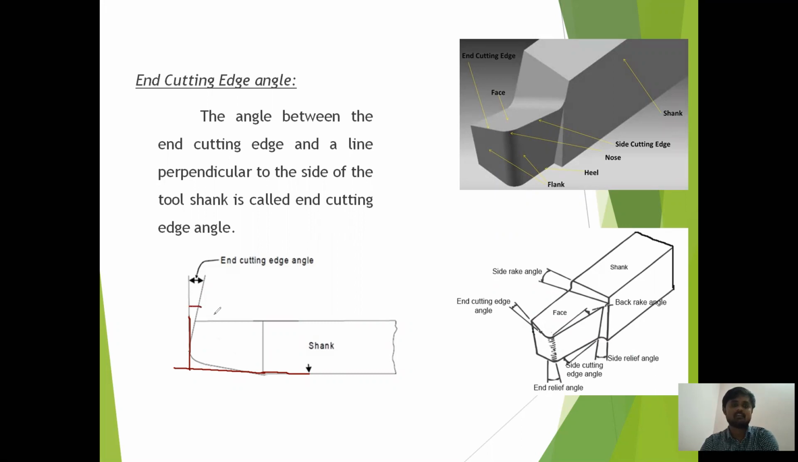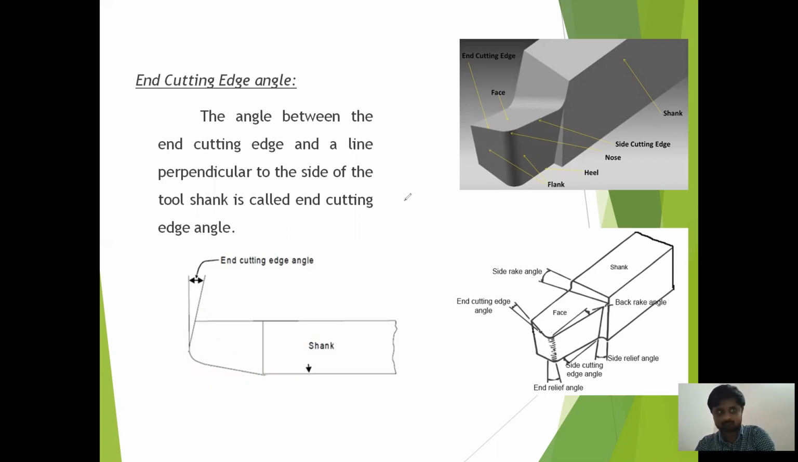So this angle is known as the end cutting edge angle, because all these cutting edges, end cutting edge and side cutting edge, are not straight. They are sloped lines, so they make some angles here and there. So this is called the end cutting edge angle, and this one is called the side cutting edge angle.